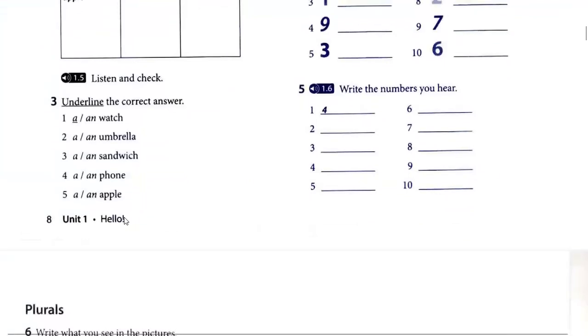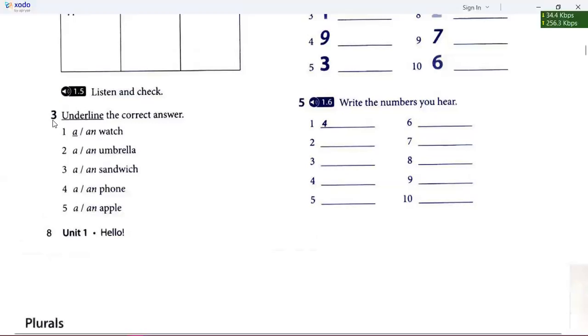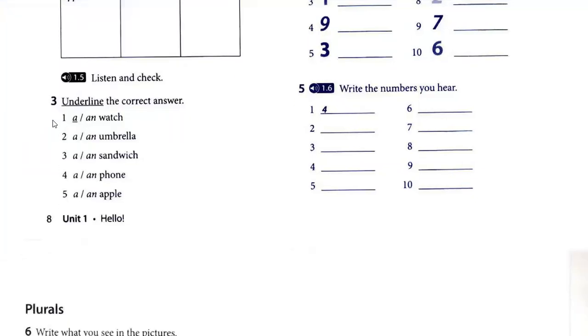Underline the correct answer. So you have two options. You will choose the correct option. Miss Tahmida, you tell me the answer. Underline the correct answer. A watch. Correct. An umbrella. Yes. A sandwich. A phone. Yes. An apple. Correct.